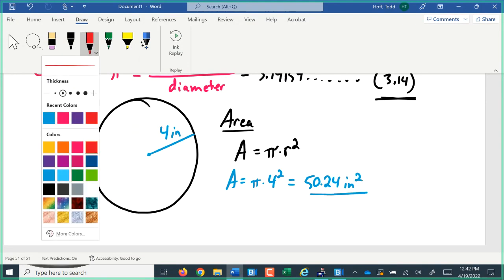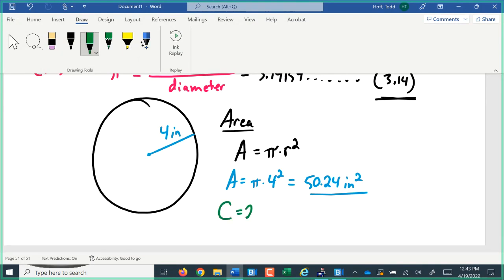How about the circumference of that circle? That would be 2 times pi times the radius of 4. 2 times pi times 4, 25.12. Now that's just the length, that's just inches.